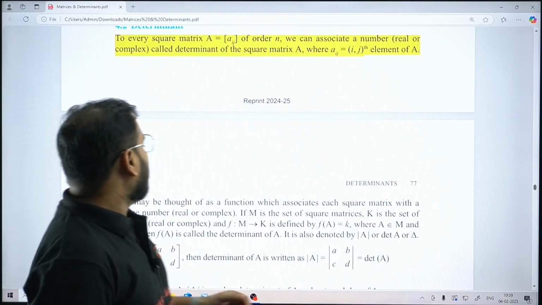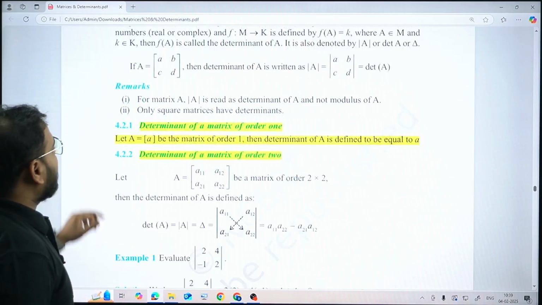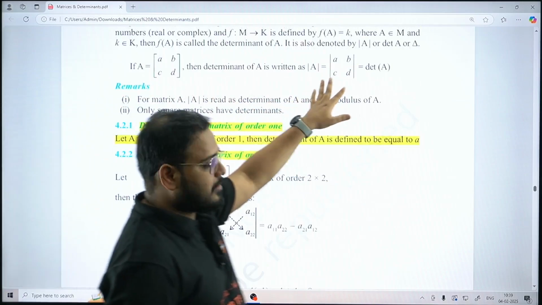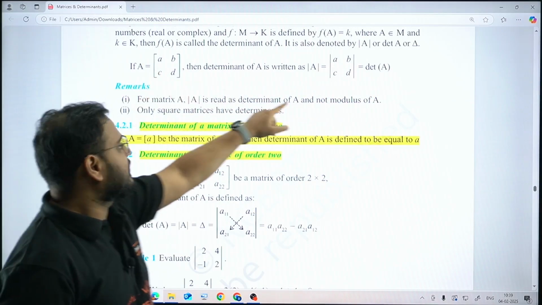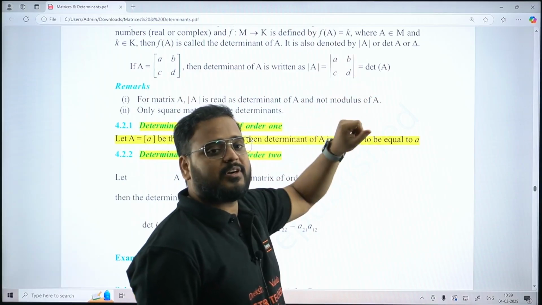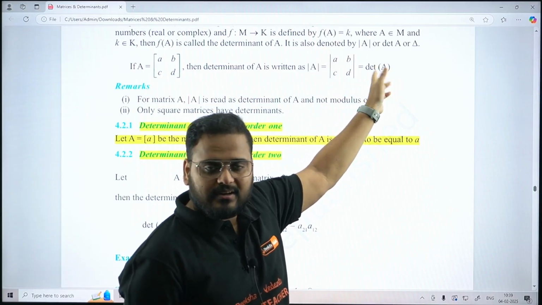So let's see how to write the determinant of this. The representation is that the brackets become straight lines like this. That's the notation of a determinant. Let's simply write the determinant of A, det A.